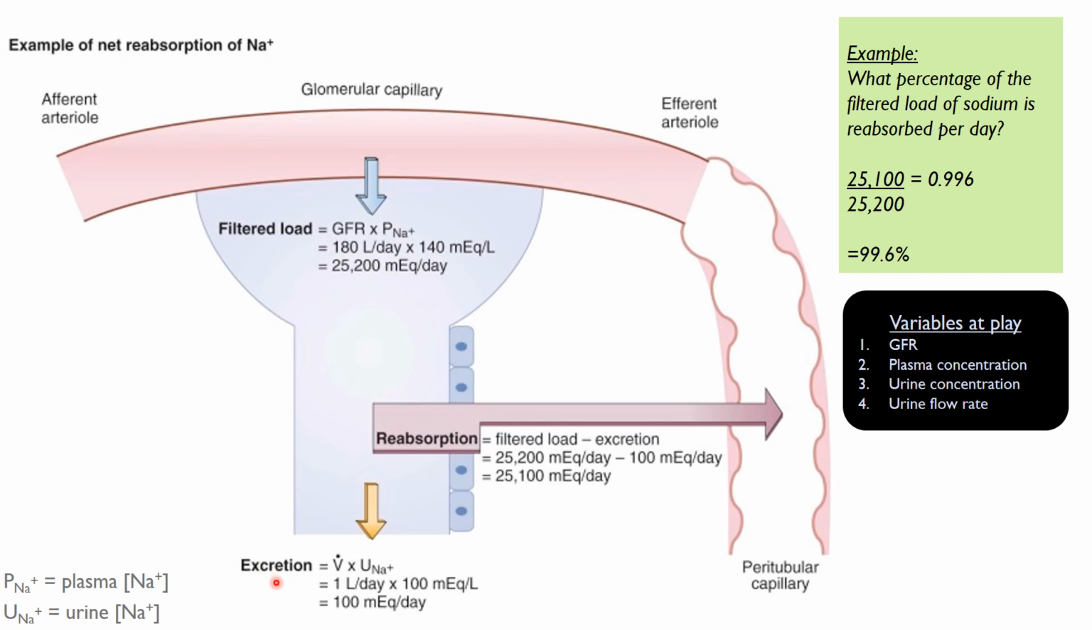If you calculate the urine excretion rate of urine flow rate times the urine concentration of sodium, and you have, say for example, a 1 liter per day urine flow rate times 100 milliequivalents per liter concentration of sodium, you get a number for how much sodium gets excreted per day. In this example, it's 100. So now you can calculate reabsorption by doing your filtered load minus your excretion. So 25,200 minus 100 gives you a reabsorption rate of 25,100 milliequivalents per day.